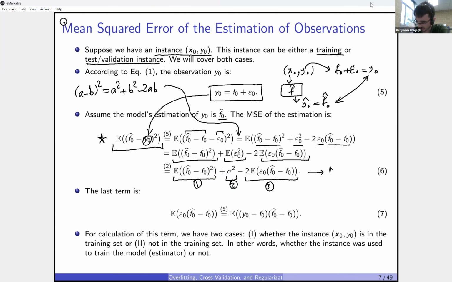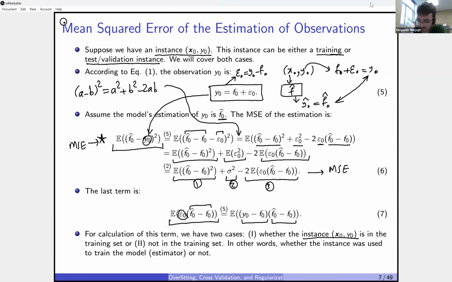Now let's discuss the third term in equation 6. Equation 6 is the mean squared error, right? Now let's talk about the third term, which is this. According to equation 5, if I rearrange equation 5, epsilon 0 equals y0 minus f0, right? So I can replace epsilon 0 here by y0 minus f0. Also, I repeat f0 hat and f0 here. Okay. For calculation of this term, now we have 2 cases.